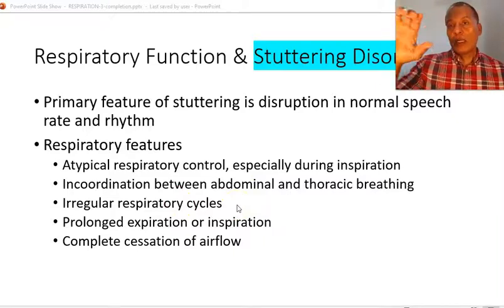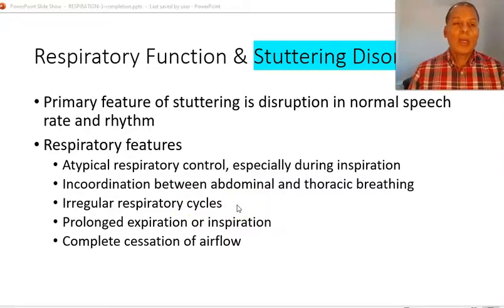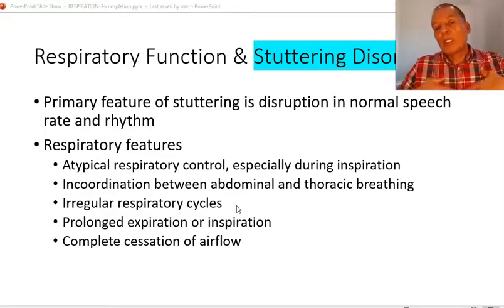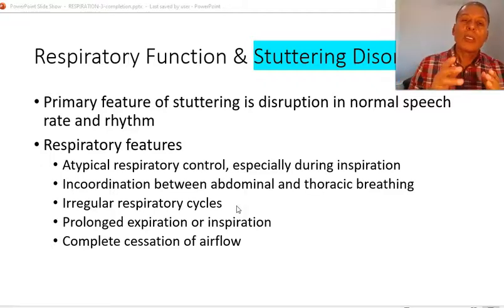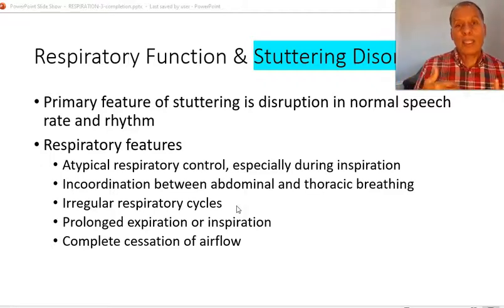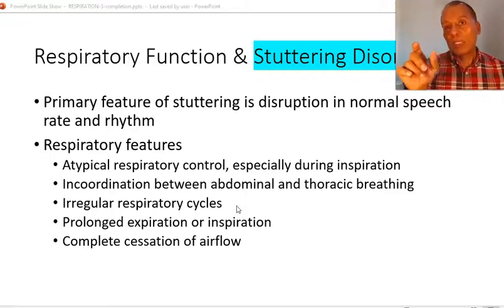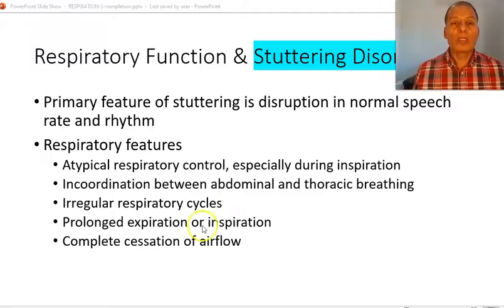That inhalation, exhalation, the duration of each one is not going to be the same. Also prolonged expiration. Sometimes as they exhale, it should be 90% of the cycle, they might take longer. And sometimes they might take longer inhaling. Instead of 10% inhalation, they might take a longer time.